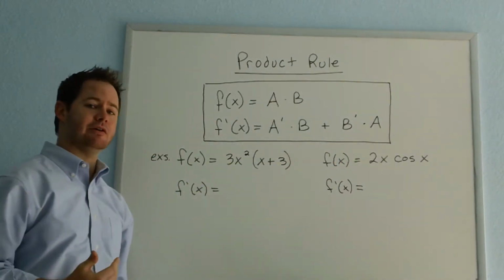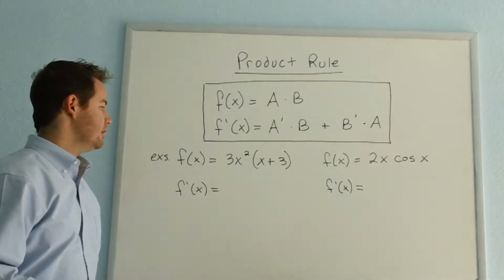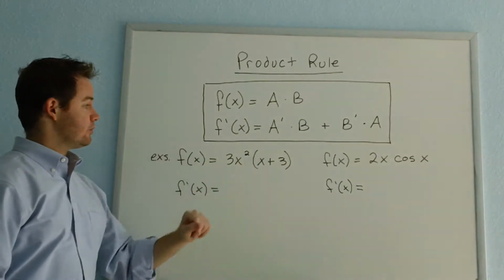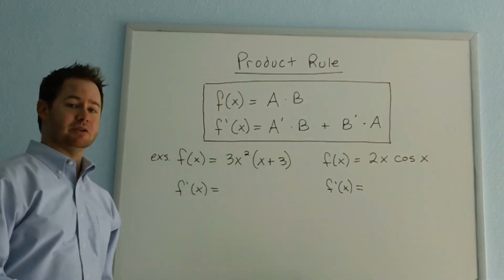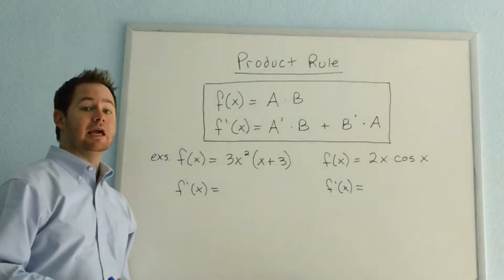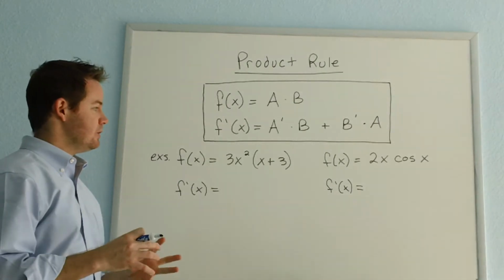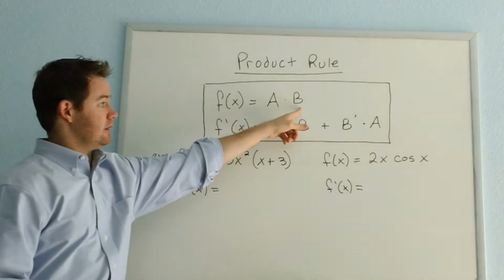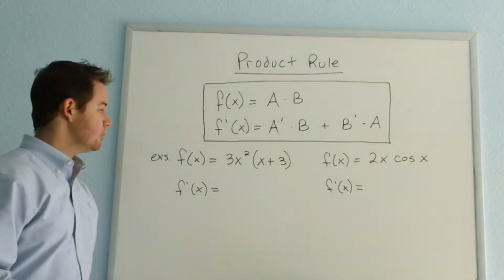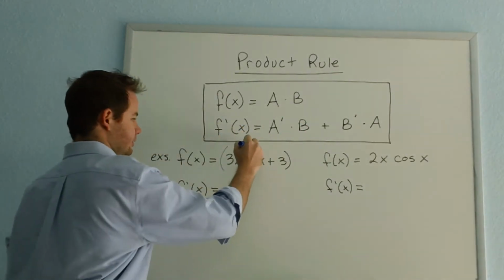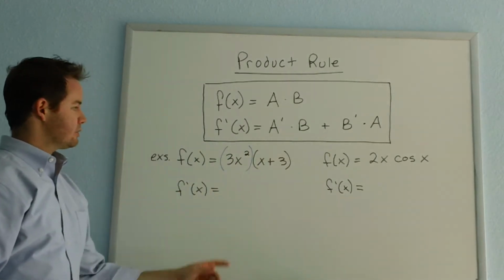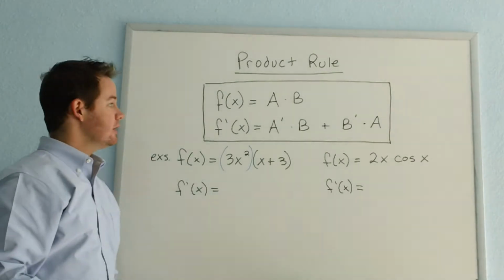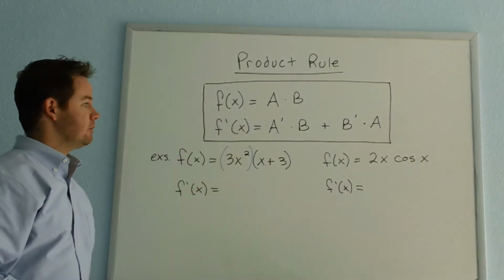So let's take a look at how this works with a couple examples. In our first example, our original function gives us f of x equals 3x squared times x plus 3. And in order to make it easier to see which parts of the equation we're going to use to represent A and B in our rule, we can add parentheses. So expression A is 3x squared and expression B is x plus 3. Then we just follow the equation that we see here.